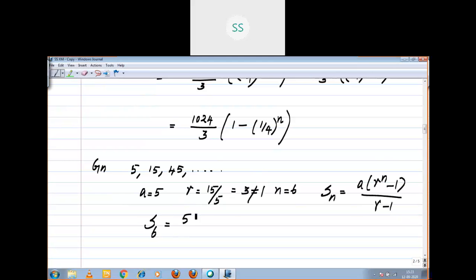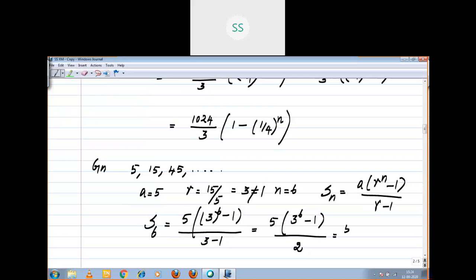What is your a, children? A is 5. A equal to 5. R, what is it? 3. N, what is it? 6. S_n equals a into r power n minus 1 divided by r minus 1, so 5 into 3 power 6 minus 1 divided by 2. Got it, children? Say yes or no.